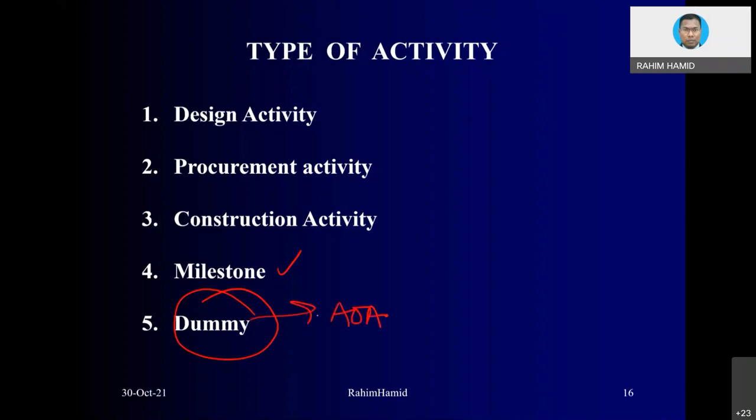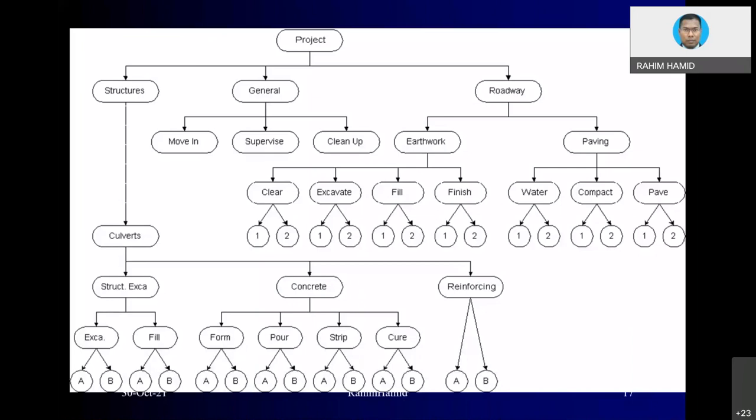Remember, dummy activity is a fake activity. Fake meaning tiruan. It is not a real activity. It is just to reflect the relationship, especially in AOA diagram, where without those dummy activities, sometimes it is very difficult to complete the network diagram. So we want to connect all the network diagram, we do not want to miss anything, so we do require dummy. Later on I will show you an example. Okay, this is an example of activities.